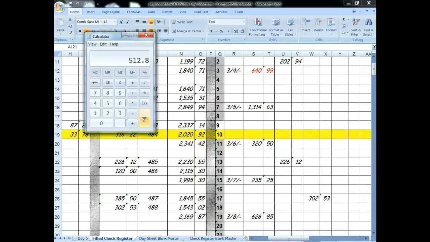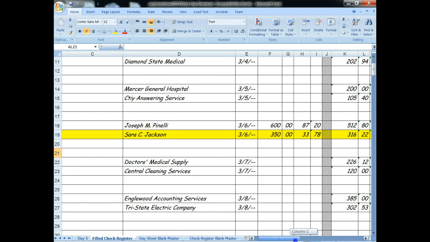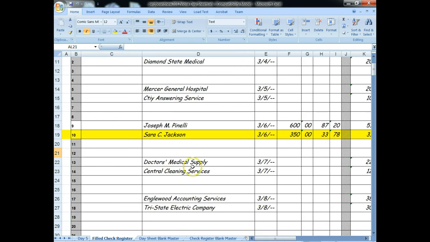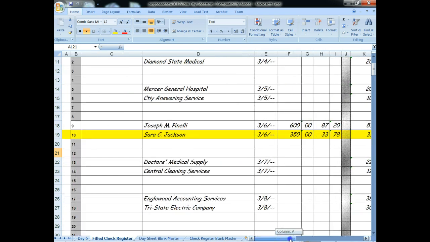So that's all the computations for the payroll check. And let me show you on the screen how you're going to be documenting it. Again, check number 483, you'd put it on to your check register. You're going to put on the pay line, you're going to write out $512.80. And you'd put the 80 over 100.